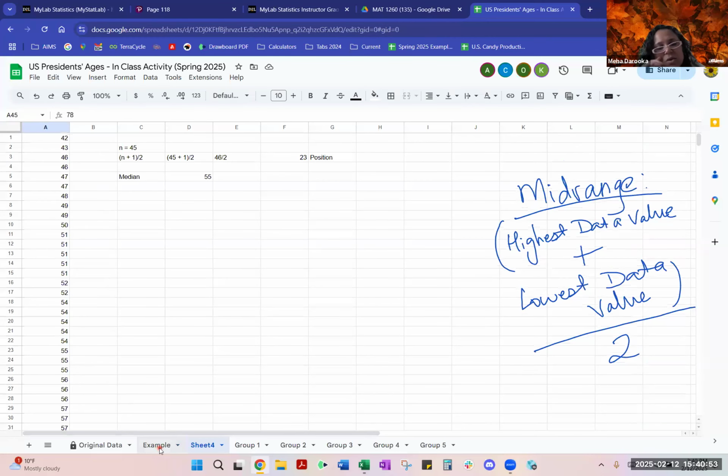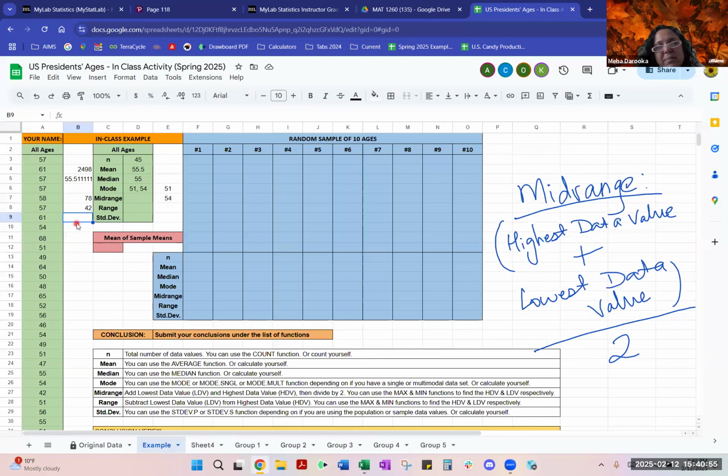So you can do it that way also, or you can just use the maximum and minimum functions like I showed you here, and then add those two ages together. I'm going to do this in parentheses, actually right here in our mid-range formula. I'm going to add the 78 and the 42, and then, of course, divide it by 2. And you will see our mid-range comes out to be 60.